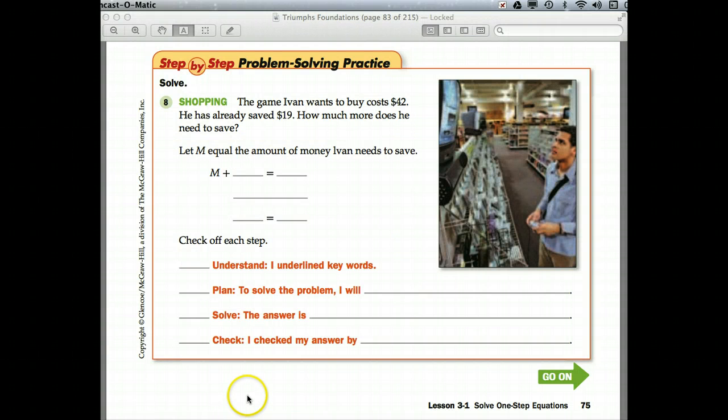Okay, in just a minute you're going to pause the video and work this, but I want you to first jot down what it is they're giving you. What is the most important, what are the keywords in this? So you can do that, come up with a plan to solve the problem, and then actually solve it, then check your answer. Come back in a moment and we'll check those answers.